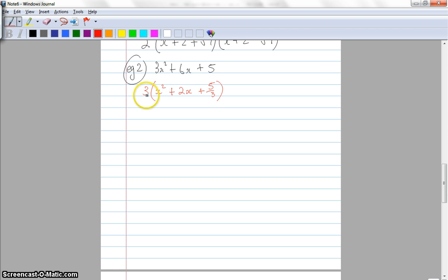Okay, if I've divided everything by 3, I also have to divide the 5 by 3 as well. Now I can complete the square. 3 stays at the front, and I get x squared plus 2x plus half of that term there. So (2 divided by 2) squared minus (2 divided by 2) squared plus 5 over 3. All of these terms at the back here are still inside that big bracket.